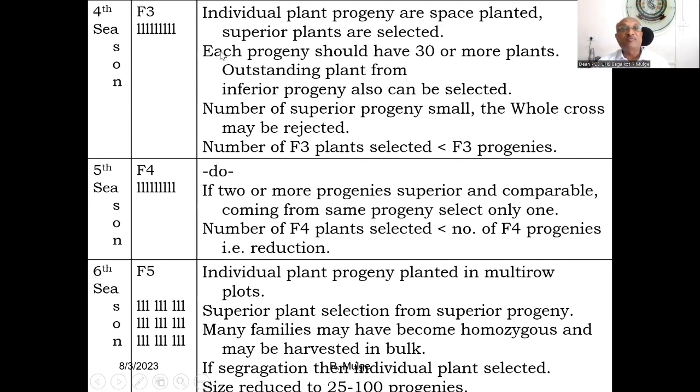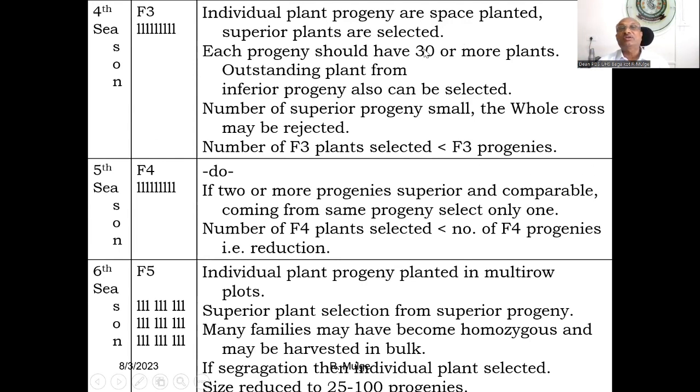Otherwise, if there is something within a row that is very outstanding compared to other plants, but is still segregating, then that particular plant you can select separately. If the number of superior progeny is small, the whole cross may be rejected. If all these progenies are not doing well, then the entire cross is rejected. Don't go further, don't go for F4, F5. You can take a decision. So remember, the number of F3 plants selected should be less than the F3 progenies.